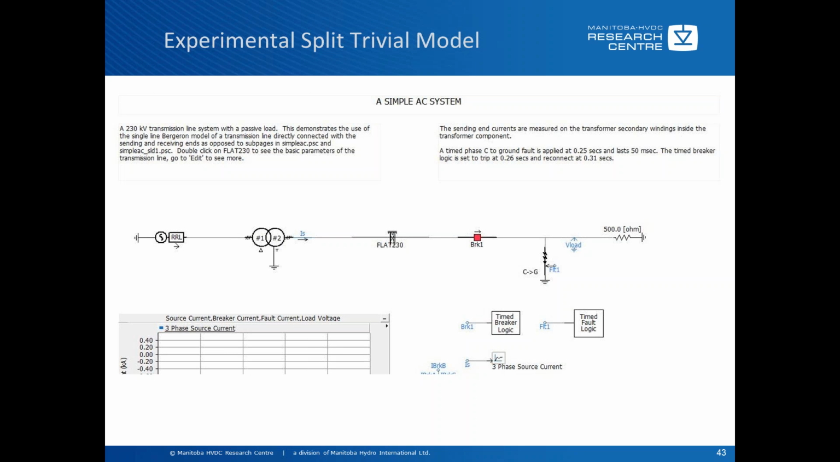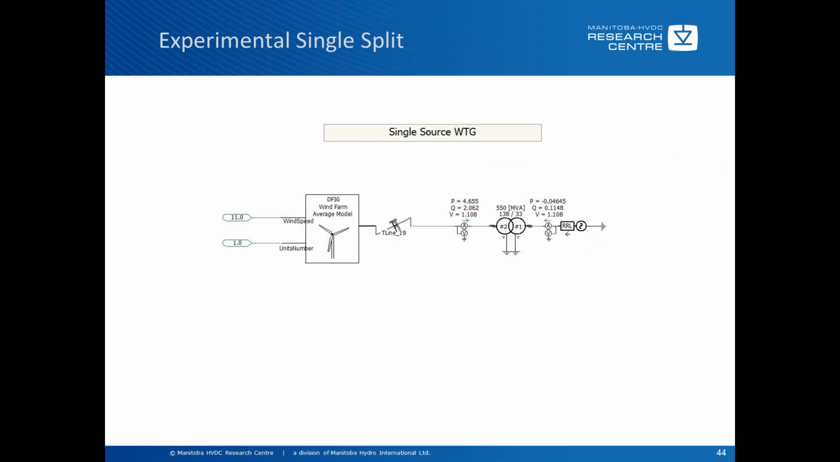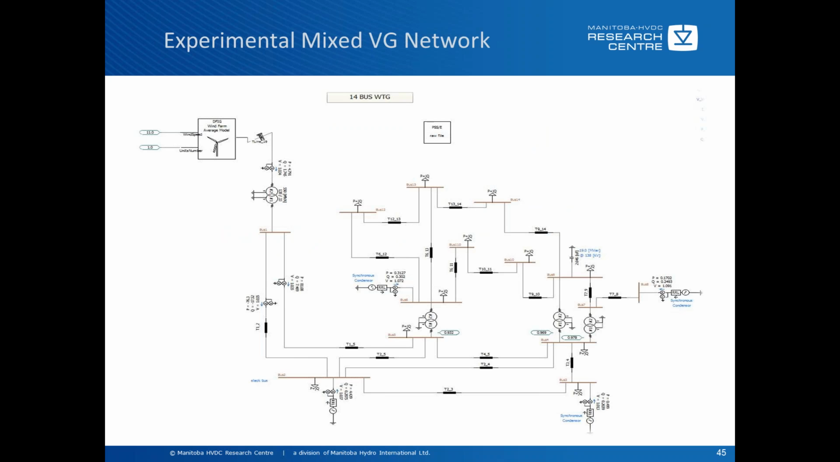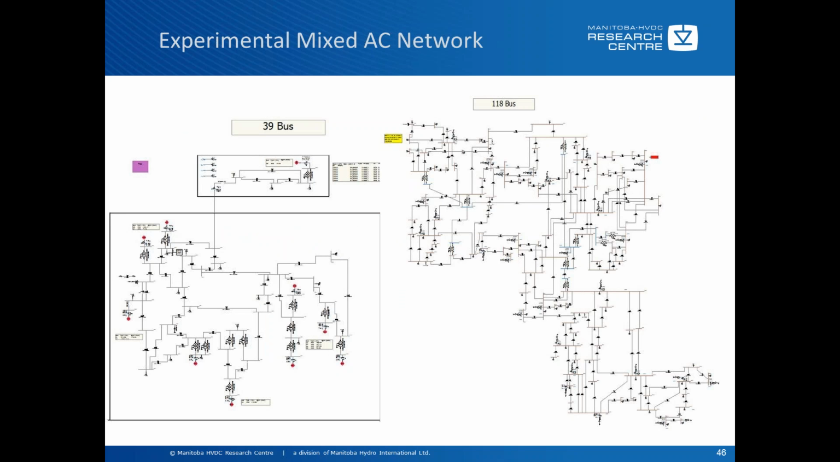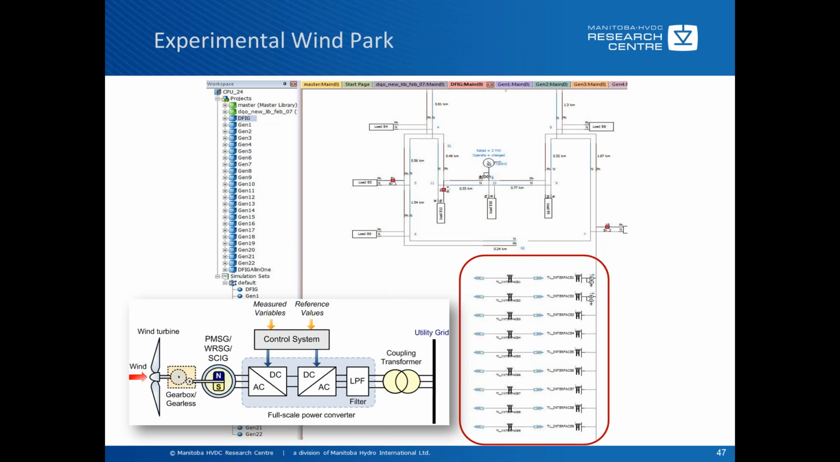So we start with a super simple two subsystem model, as simple as we possibly can, because we want to stress test the communications. So we use a simple AC. We also use a mix of a wind turbine, wind farm, lumped wind farm model. We also use a mixed network, connecting two larger networks together. And then this case here, which is kind of interesting, is a wind park.